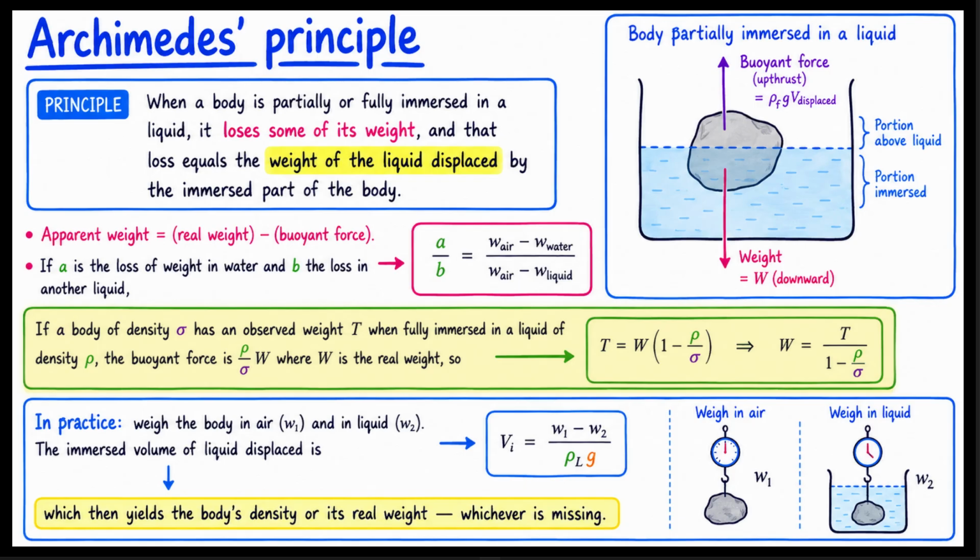Furthermore, if a body of density sigma has an observed weight T when fully immersed in a liquid of density ρ, the buoyant force is ρ over sigma times the real weight W. This relationship gives us the formula T equals W times the quantity 1 minus ρ over sigma, which we can rearrange to solve for the real weight W. In practice, we determine this by weighing the body in air as W1 and in the liquid as W2. The immersed volume V sub I is then equal to W1 minus W2, divided by the density of the liquid times gravity. This allows us to easily solve for either the body's density or its real weight.